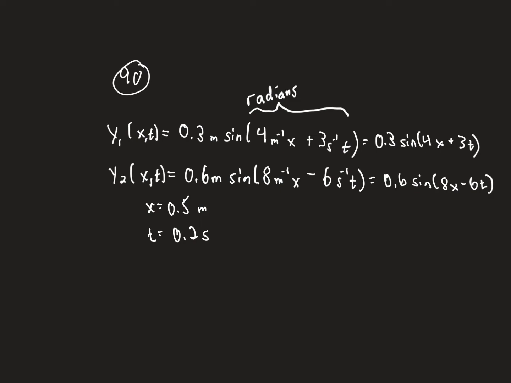So how do I do this? It looks like a really complicated problem when you load it up and start reading it. Any guesses of what I should do? Just plug it in. Just plug in the numbers. This is a pure plug and chug. So y1 of 0.5 for x and 0.2 for t. So I plug those numbers in. I get 0.3 times sine of 4 times 0.5 plus 3 times 0.2.